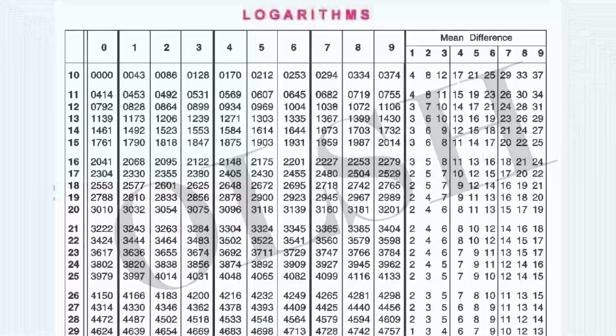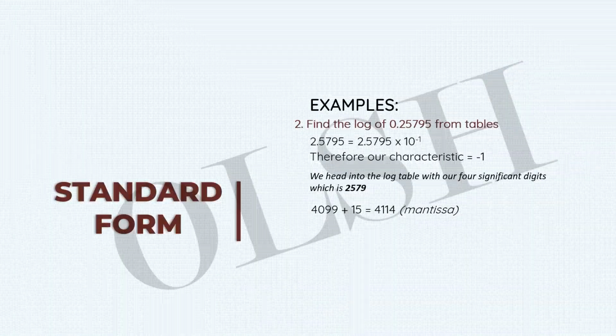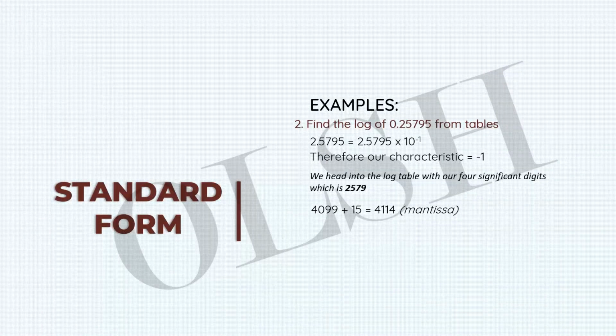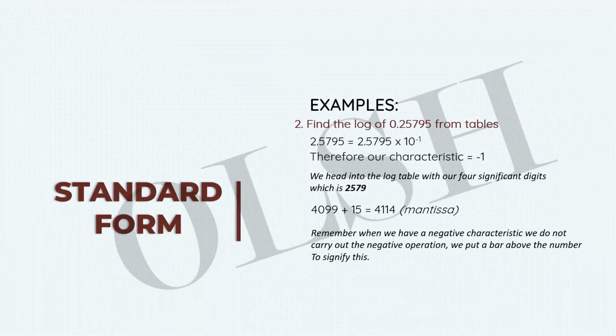So we look for row 25 on the log table, then look for the column that has 7 written in it, and read off the cell where row 25 coincides with column 7. If we do that, we'll have 4099. Then we go to the column of mean differences, read where row 25 coincides with column 9 in the mean difference section, and we would have 15. So if we add 4099 to 15, we would have 4114 as our mantissa.